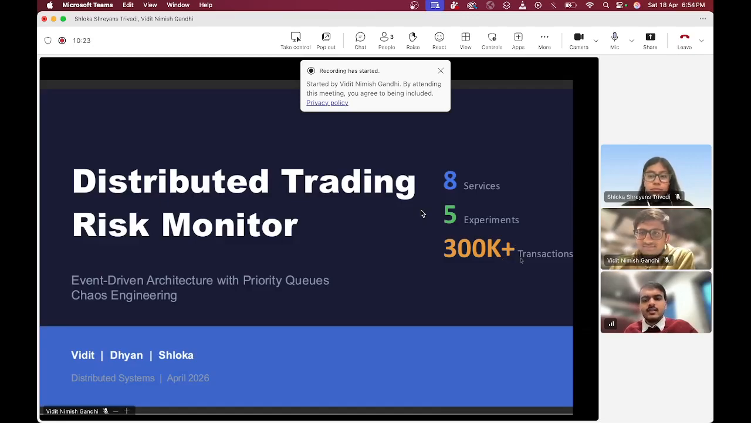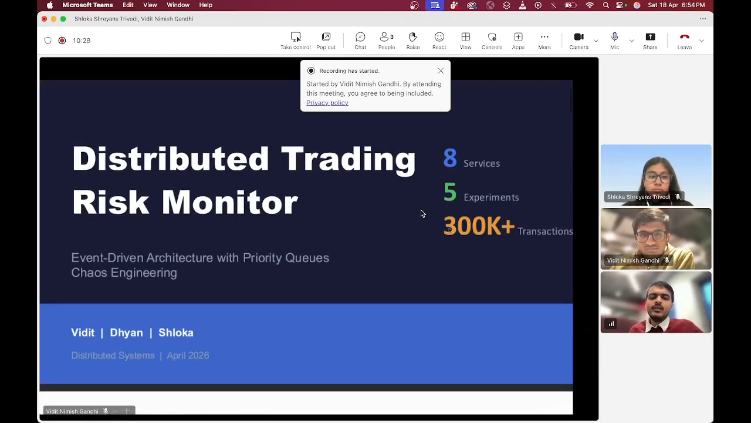Hi, this is our distributed trading risk monitor. We built an event-driven microservices platform on AWS that processes financial transactions in real time through 8 independent services.